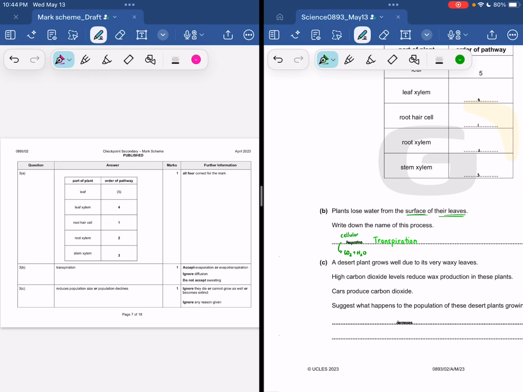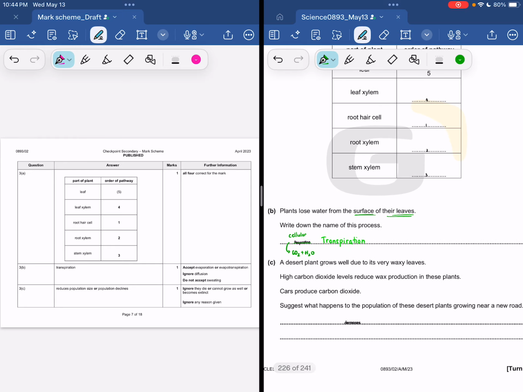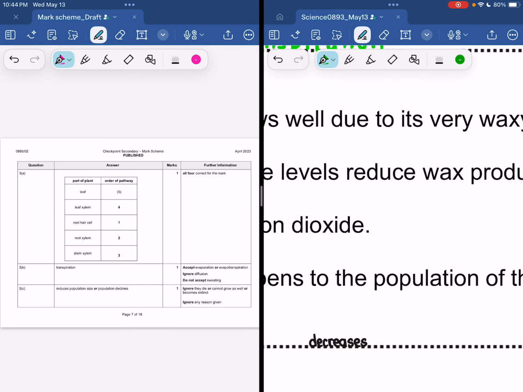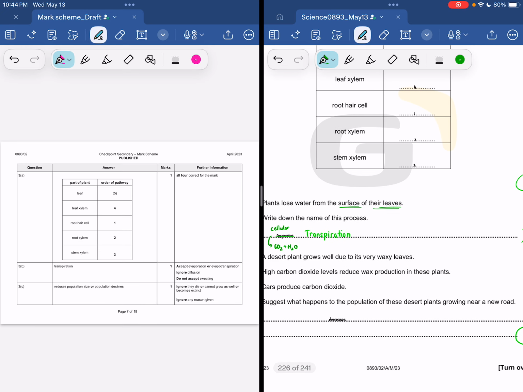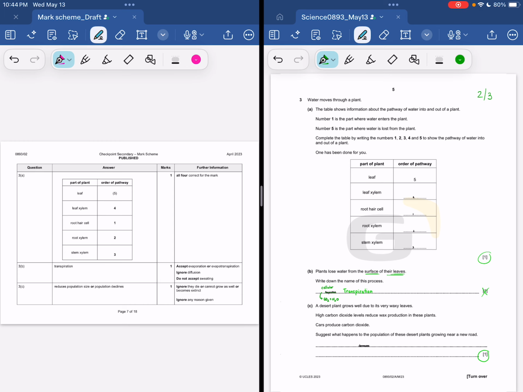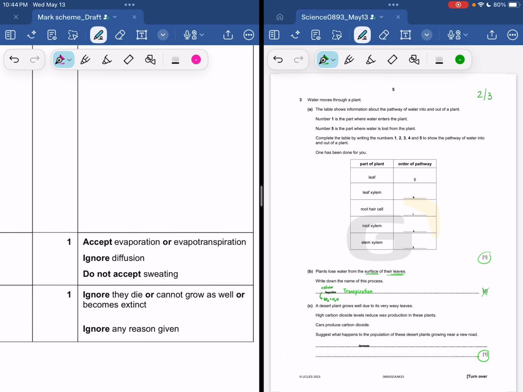Okay. Then the question C here, yeah, you got it right. Decreases. Okay. So nothing else to add for this question. Oh, by the way, I just want to add here in the mark scheme, they said that if you just mention the process as diffusion, you don't get the point. Sweating is not accepted as well because sweating is not applicable for plants. Sweating is for some animals with skin, just like humans. So don't use the word sweating, it should be transpiration.